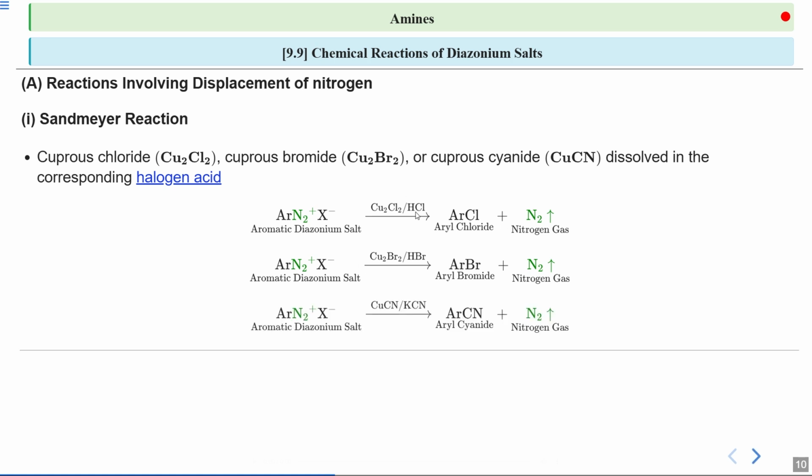Now if we use cuprous cyanide or potassium cyanide, then you will see this nitrogen group is replaced by a cyano group, which gives us an aryl cyanide and nitrogen gas. So this is a very useful way to introduce a nitrile group into an aromatic ring, and this can be further transformed into another functional group. So these were the different reactions of aromatic diazonium salt with cuprous chloride, cuprous bromide, and cuprous cyanide.